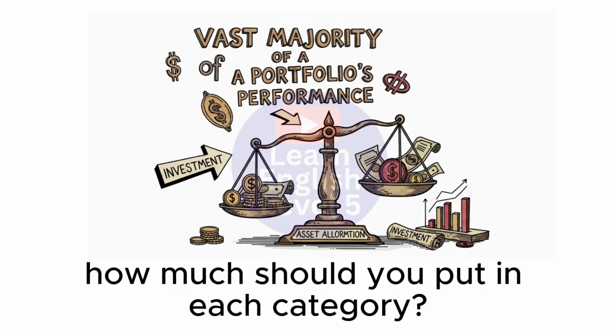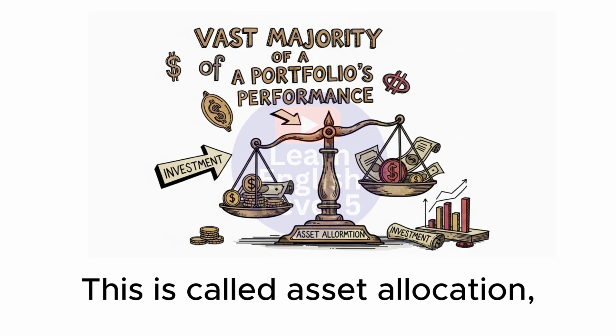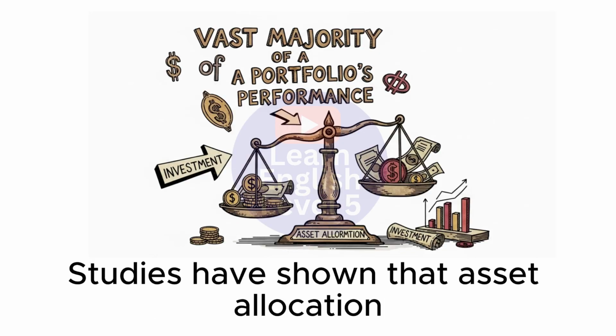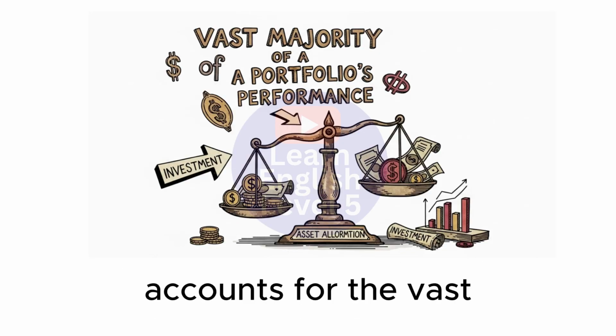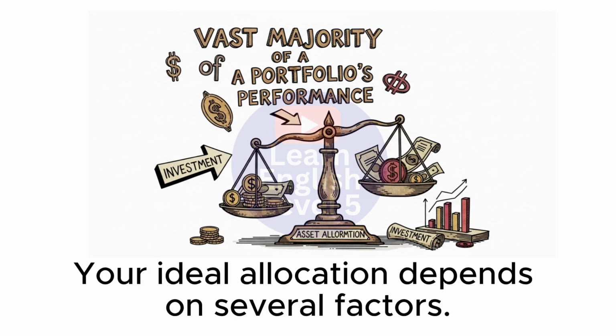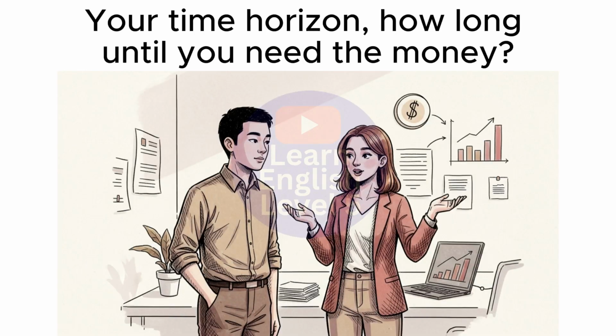Now that you understand the building blocks, the next question is how much should you put in each category? This is called asset allocation, and it is actually more important than picking individual investments. Studies have shown that asset allocation accounts for the vast majority of a portfolio's performance over time. Your ideal allocation depends on several factors: your time horizon, how long until you need the money.